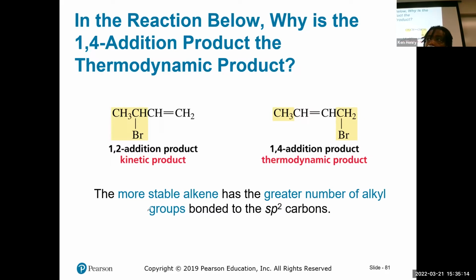Okay, so the more stable alkene has the greater number of alkyl groups bonded to the sp2 carbons. In other words, since this guy is a center double bond rather than a terminal double bond, it's going to be more stable because this carbon is bonded to this alkyl group and this one over here is bonded to this one, where this is terminal, right? So it's going to have less bonded.